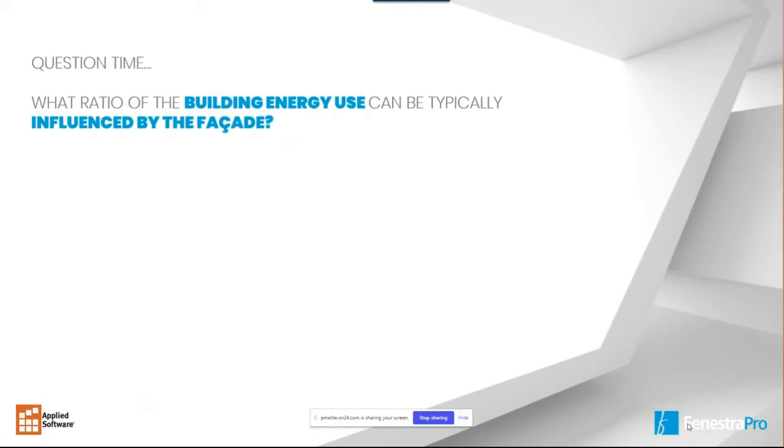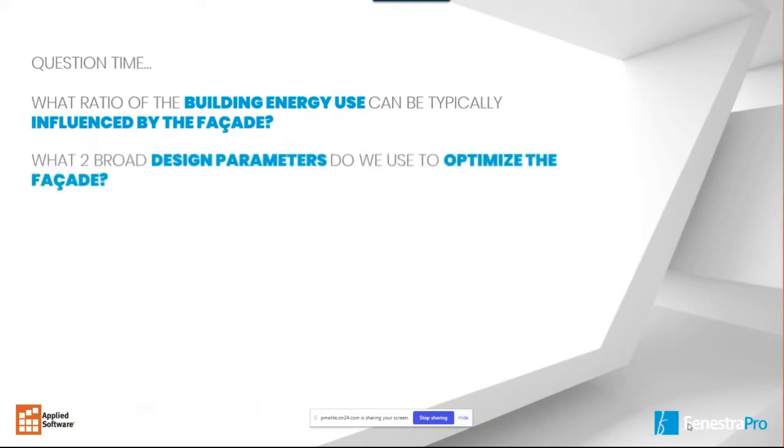So we looked at a couple of the different energy uses of the building, and we talked about what percentage of the building's energy use is influenced by the facade, by those passive considerations. And then again, we talked about two very broad design parameters used to optimize the facade. Code compliance is always going to drive it, but we can look at these broad things that Fenestrapro is driving towards.